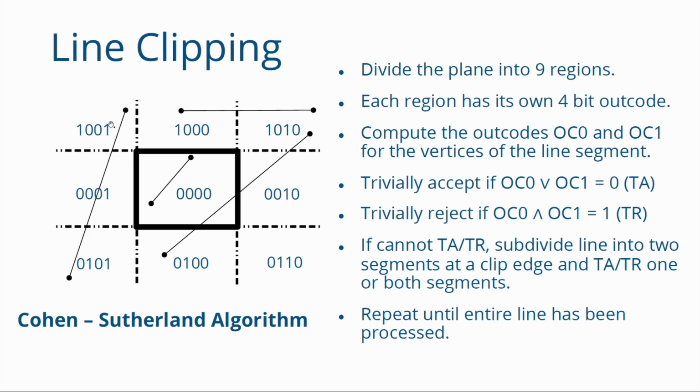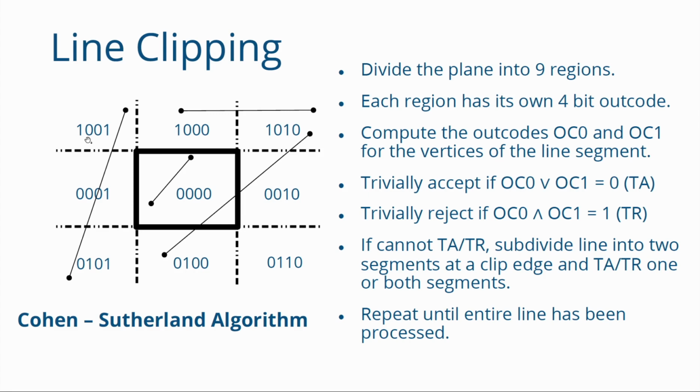This outcode in a 2D case is made up of 4 bits, where every bit represents a half region. So for example, in this outcode, let the first bit represent whether you are on top of the top edge or below the top edge of this window. So if you are on top of the top edge, then this bit is 1. Otherwise this bit is 0, right?